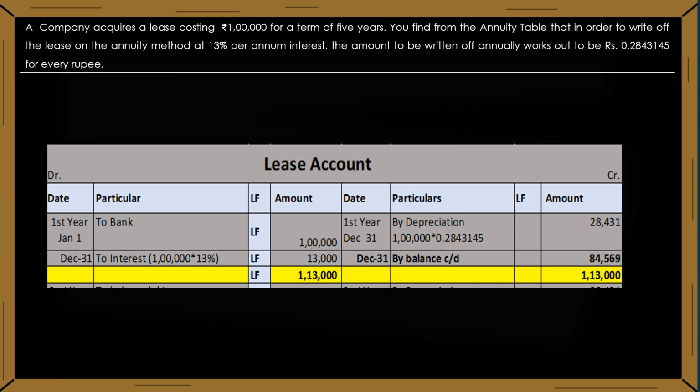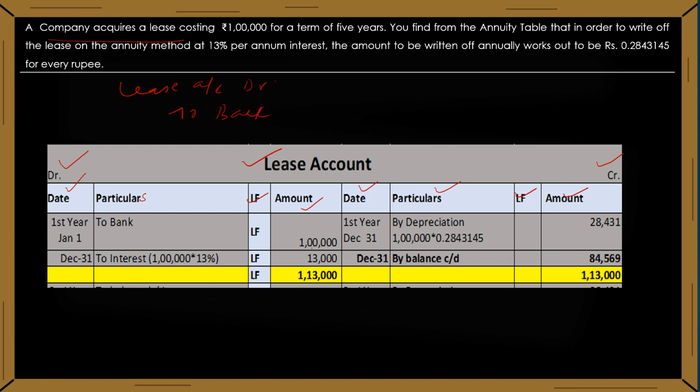This is the lease account which we have opened. Okay, lease account is like any other ledger account. On the left side we have DR, on the right side we have CR. The columns on the left side, that is on the debit side, are date, particulars, LF, amount. On the right side we have the columns of date, particulars, LF, amount. The first entry is to be passed for acquiring the lease. The entry for acquiring the lease is lease account debit to bank.